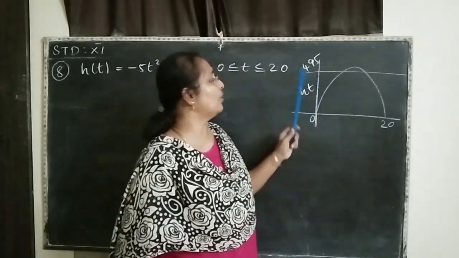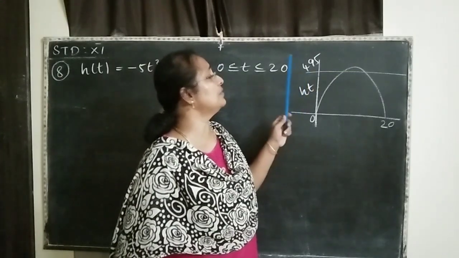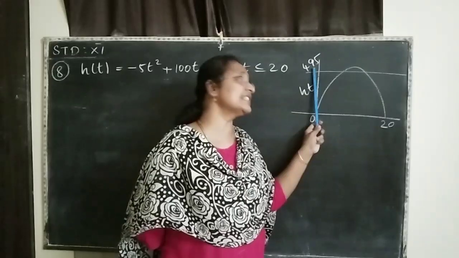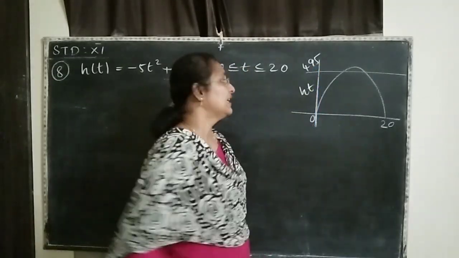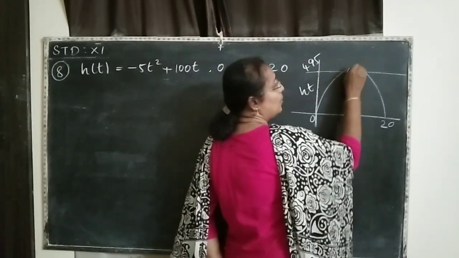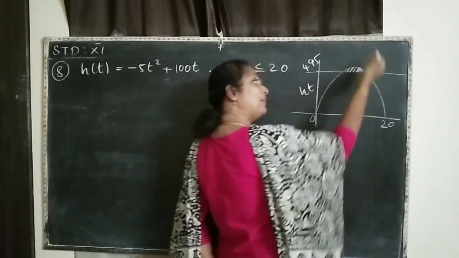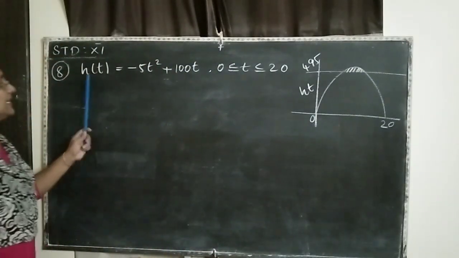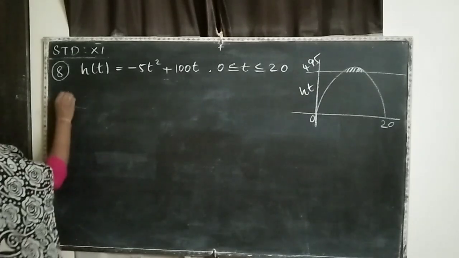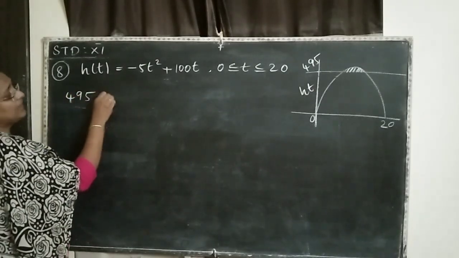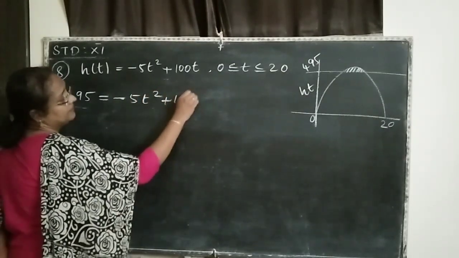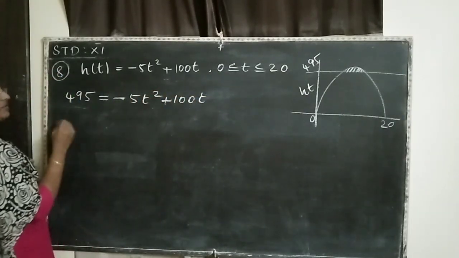Is it clear for you? Okay. For this, first we are going to find at what time the rocket reaches the height 495. Now this is the height 495. But our calculation is what will be the time when it reaches above 495. Okay, for the discussion, let's take the height of the rocket 495 is equal to minus 5t squared plus 100t. Is that so? Now bring everything to this side.